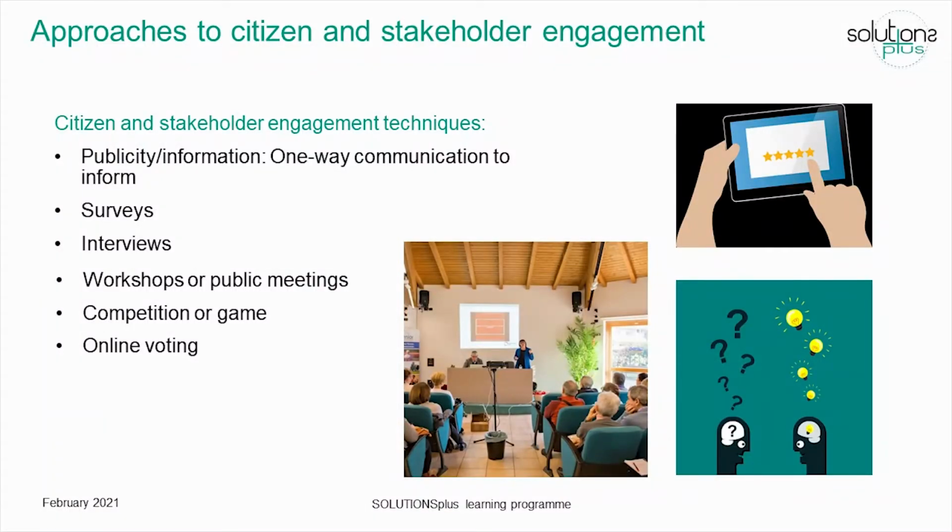With regard to the approaches to citizen and stakeholder engagement, there are several ways of going about this. Of course, the normal publicity or information is one way. Communication to inform, things like events and brochures, display panels, social media, video, television and radio. Surveys to collect information can be online or self-completion or by telephone. Interviews will provide a more personal approach by telephone or face-to-face. Also, workshops or public meetings can be held physically or online with such as focus groups of experts, stakeholders or other users. Public debates can also take place. Competitions or games may be relevant in certain circumstances, as may online voting.